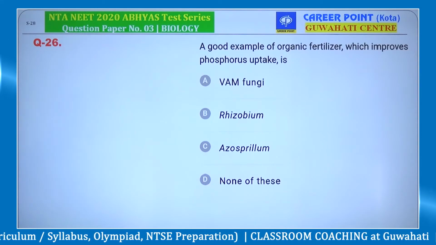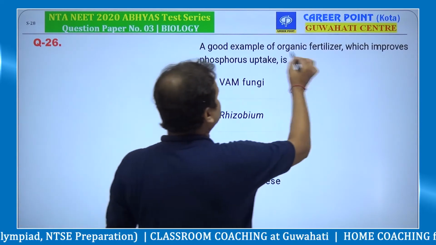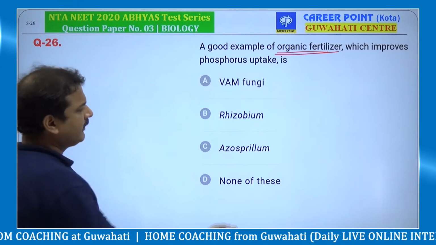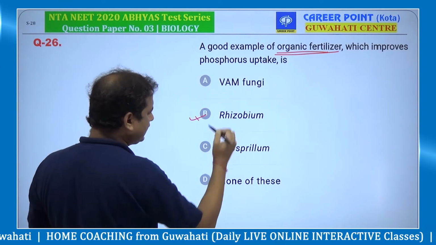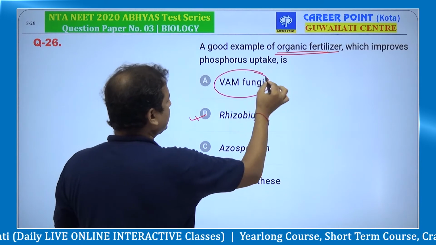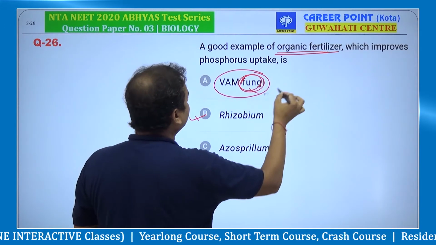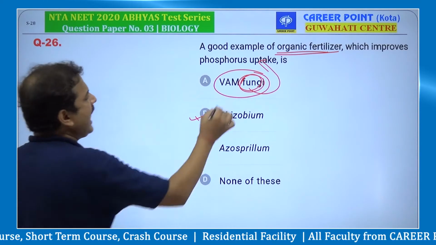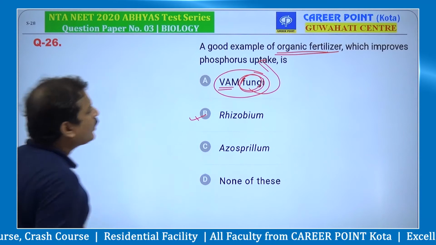Next. A good example of organic fertilizer which improves phosphorus uptake. Now, Rhizobium, it is nitrogen. Azospirillum, no, none of this. Also the answer is VAM, because fungi is mainly for uptake of phosphorus. Phosphorus uptake is done by fungi. So VAM, it is a type of mycorrhiza.